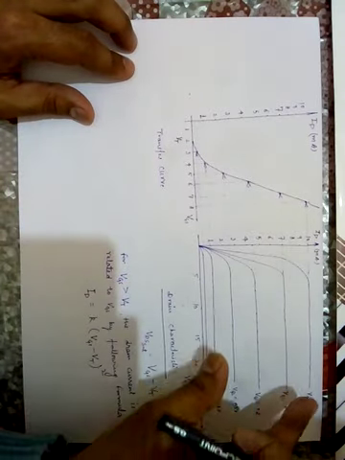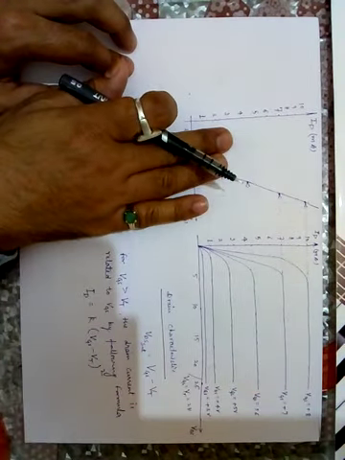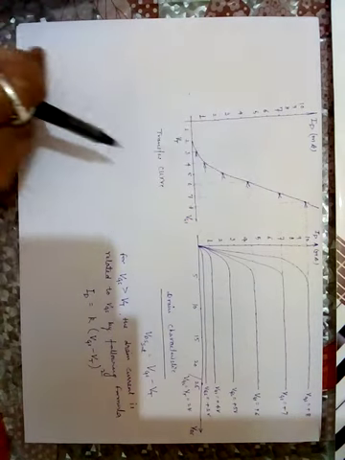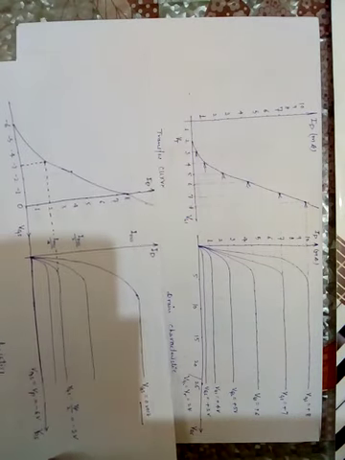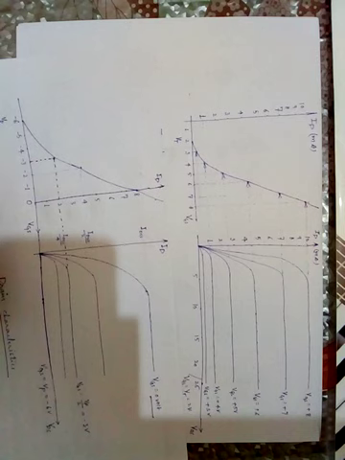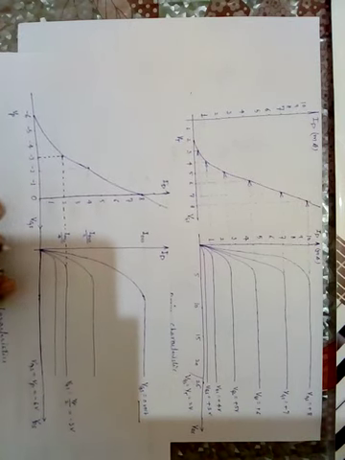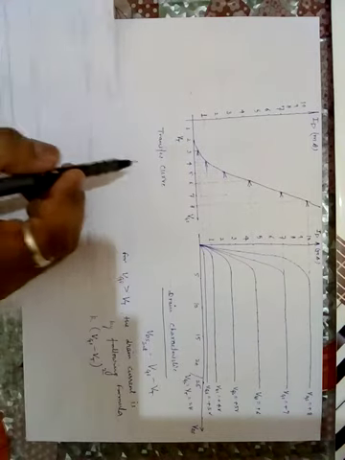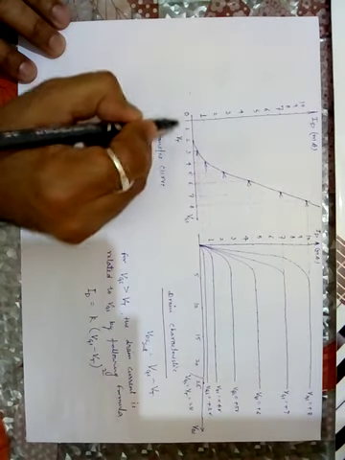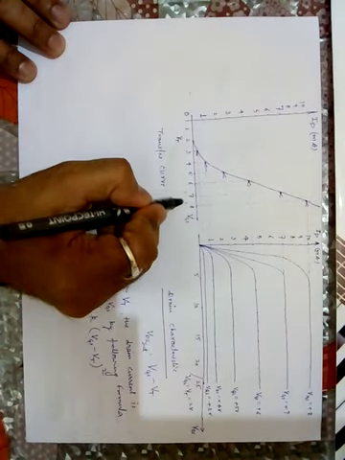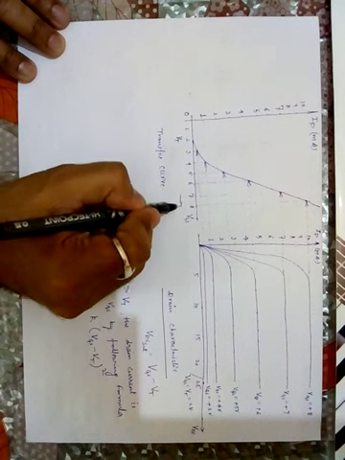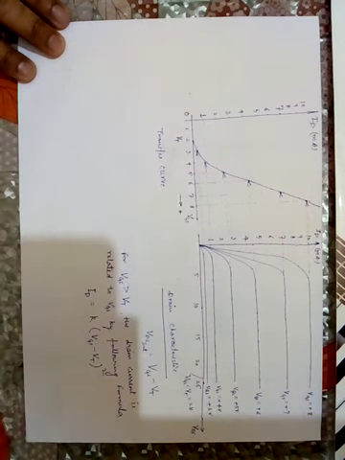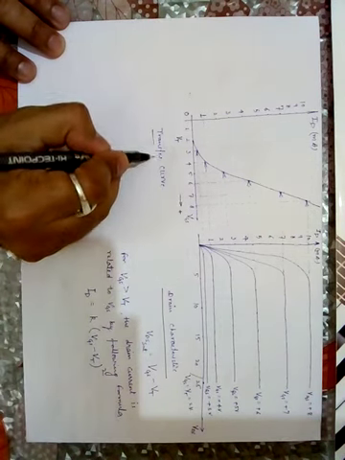Accordingly, I will draw this curve. Here again we can compare the transfer curve. See this transfer curve, this one. All the values of VGS are negative. But here, all the values are positive, on the positive side. This is a transfer curve.